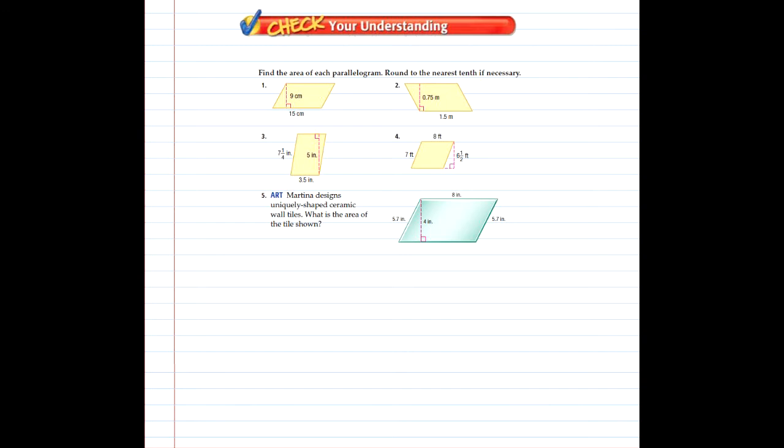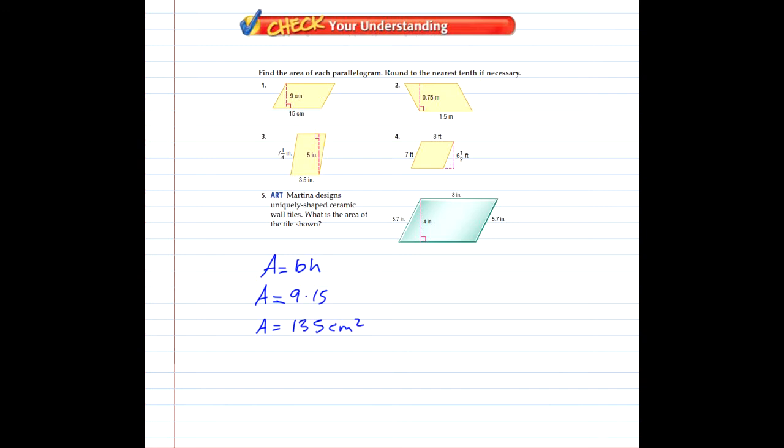Find the area of each parallelogram, round to the nearest tenth. See, there they are asking me to round to the nearest tenth. It's a pretty standard thing to do. In my first example, I have area equals base times height. Area equals 9 times 15. My area then equals 135. In this case, centimeters squared.